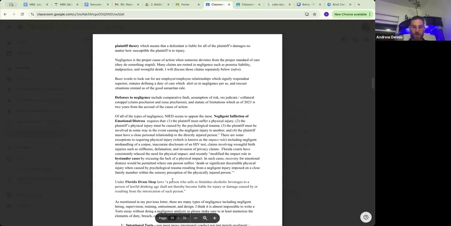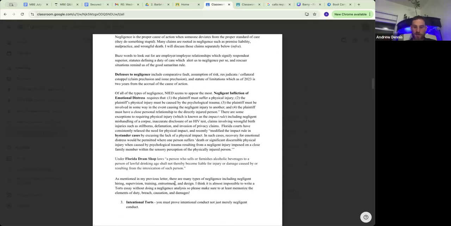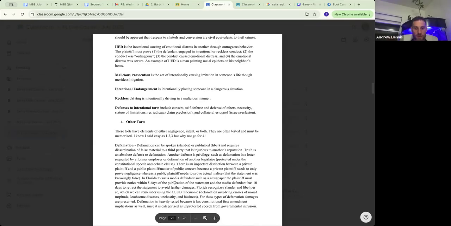Florida dram shop laws: a person who sells or furnishes alcoholic beverages to a person of lawful drinking age shall not thereby become liable for injury or damage caused by or resulting from the intoxication of such person. They mentioned that. Talk about the intentional torts. I think I hit them all.